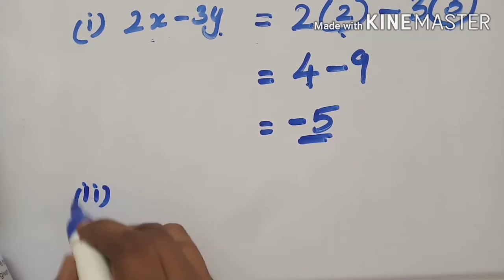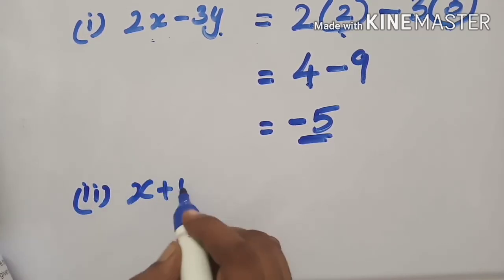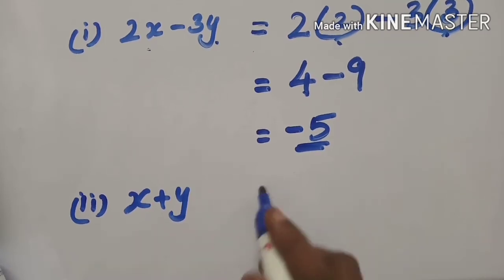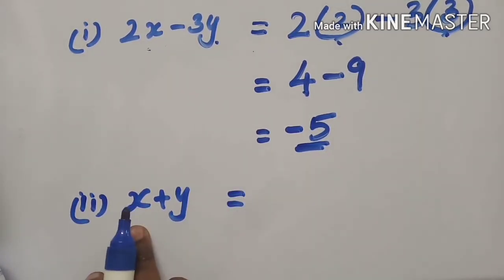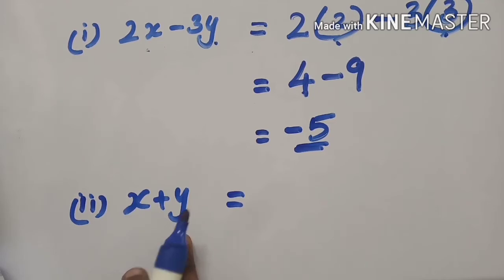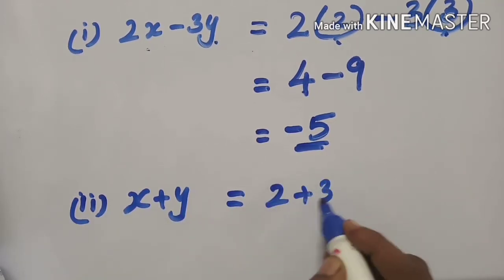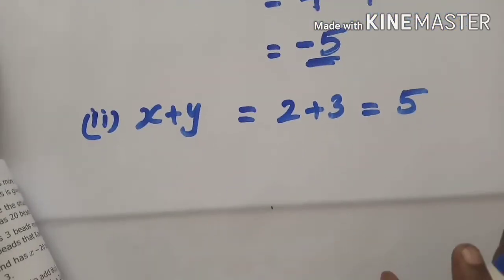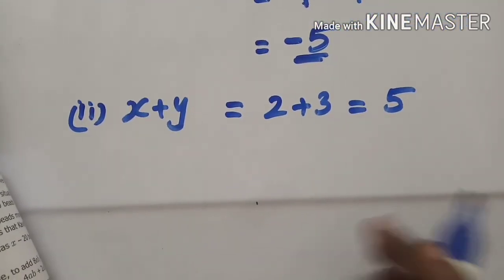Second sum: x plus y. The same values, x is 2, y is 3. So what is the value of x plus y? The value of x is 2, y is 3. So 2 plus 3, the value of this expression is 5. Very simple, right? I'll go with the third sum.